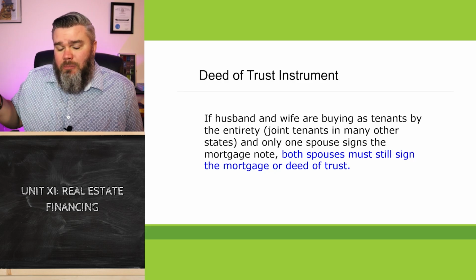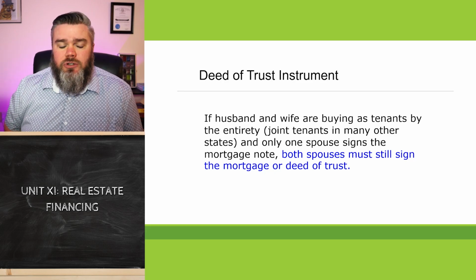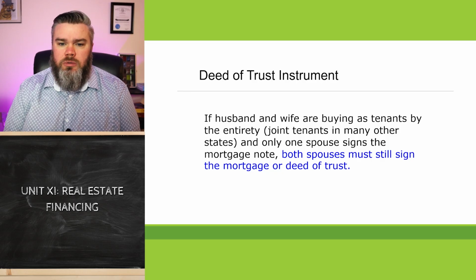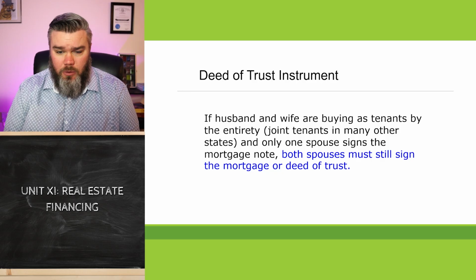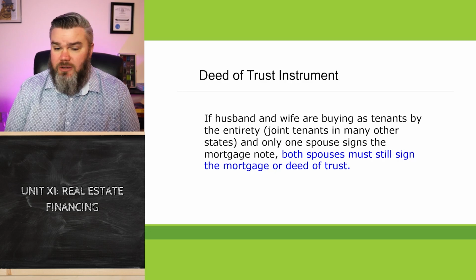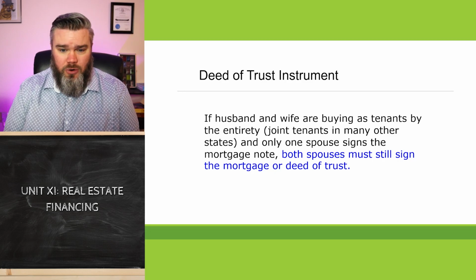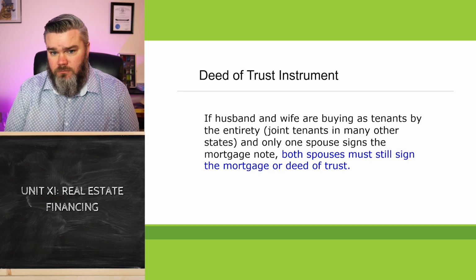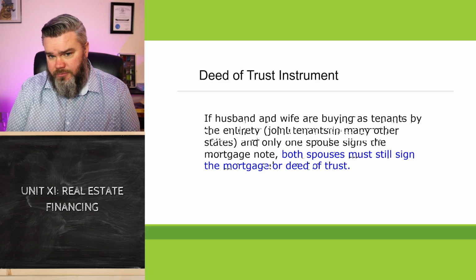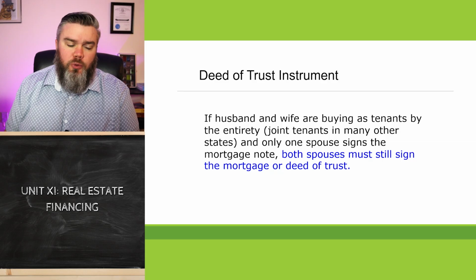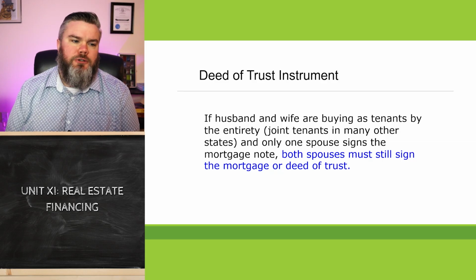You can, but then they're going to look at both credit scores and average the two under most circumstances. So even if only one is on the loan, since they're both on the deed, they would both have to sign the deed of trust or the mortgage in their respective states. Because the banks do not want any question of the fact that everybody signed their legal ownership over to them so that foreclosure is easier. So even if only one's on the loan, both would still have to sign the deed of trust or mortgage.